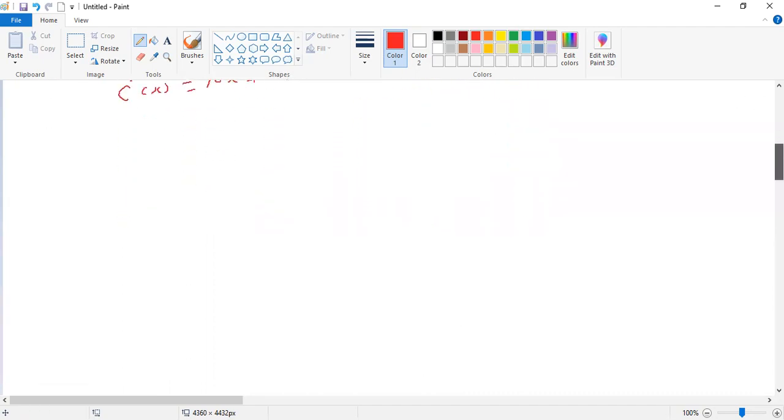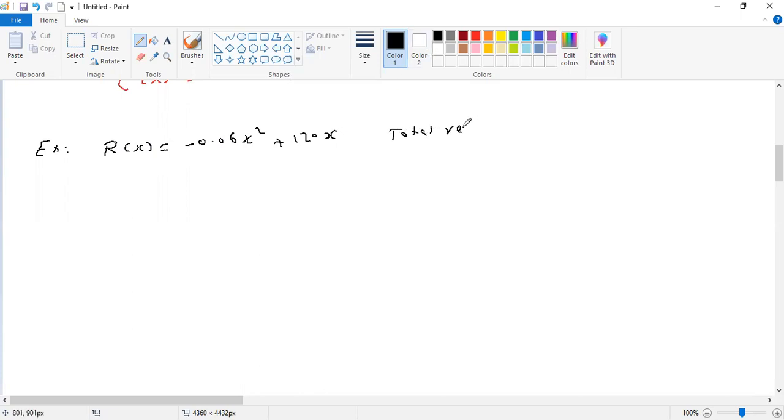Another example. The total revenue from producing and selling x units is given by minus 0.06x squared plus 120x. This one represents the total revenue function.